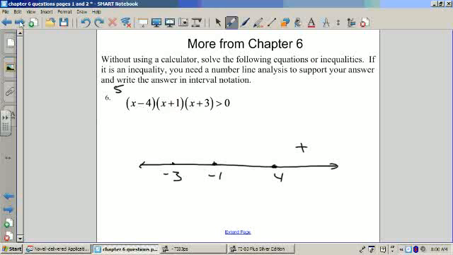I also notice that all of these factors have multiplicity 1, so every time I get to a 0, I would pass through it. That would make my signs change. This will be a negative. This will be a positive. This will be a negative.